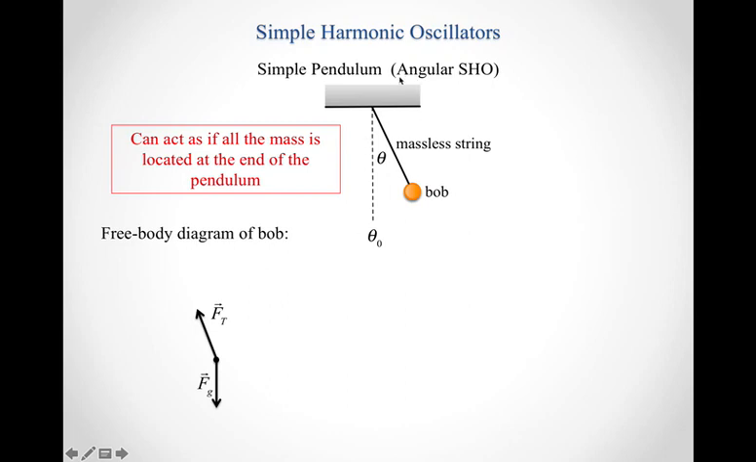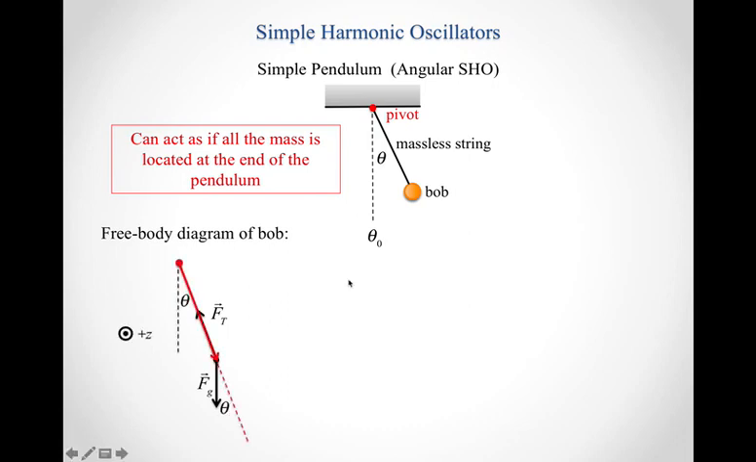Well, because this is an angular simple harmonic oscillator, I know that I want to set up the rotational version of Newton's second law. And so the rotational version of Newton's second law says I need to pay attention to what my pivot is so I can calculate the torque about that pivot and make sure that I use the moment of inertia about that pivot.